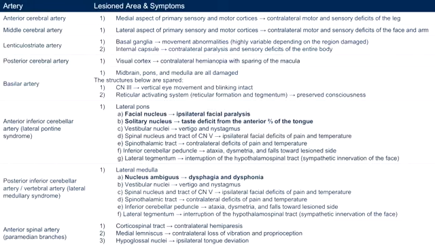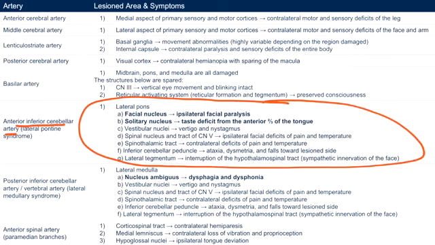From table 8.4, we can see that damage to the anterior inferior cerebellar artery results in lateral pontine syndrome. And on the right, we have a list of structures that are compromised and the corresponding symptoms. Okay, let's do another question.